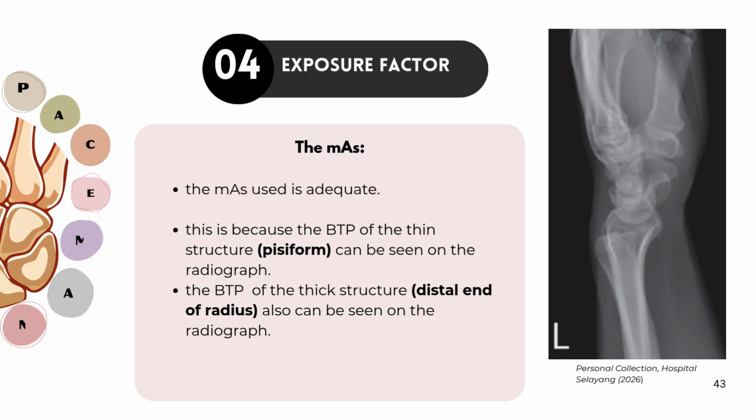The mass used is adequate. This is because the bony trabecular pattern of the thin structure, the pisiform, can be seen on the radiograph. The bony trabecular pattern of the thick structure, the distal end of the radius, also can be seen on the radiograph.